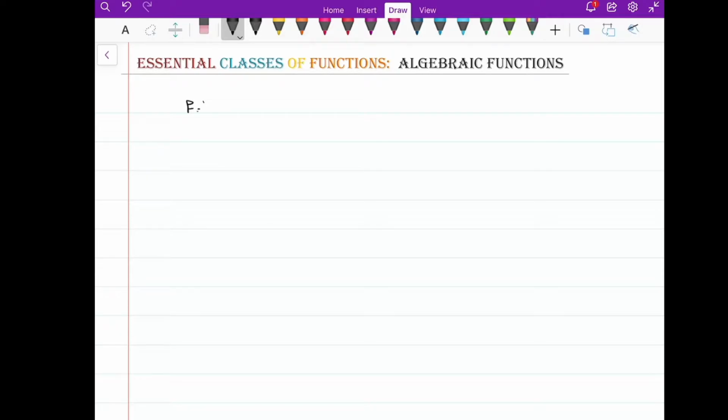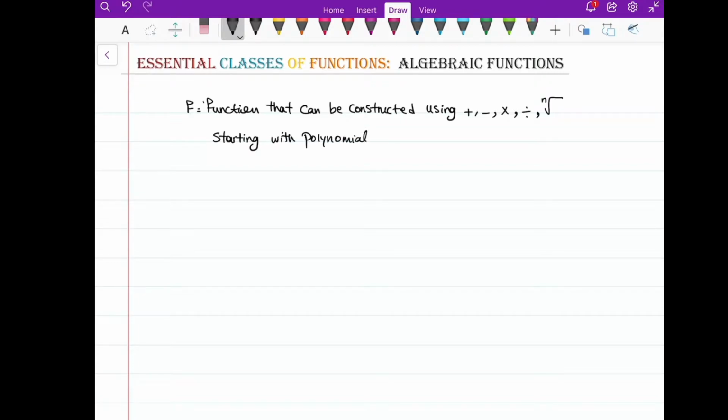A function f that can be constructed using basically algebraic operations like adding, subtracting, multiplication, division, and starting with polynomials. So we have our nice functions, polynomials. If we add the polynomials together, if we subtract them, if we multiply them together, if we divide them, then we get algebraic functions. Okay?